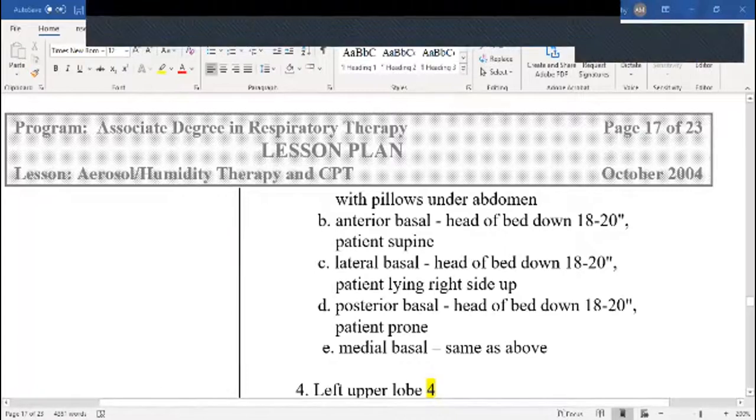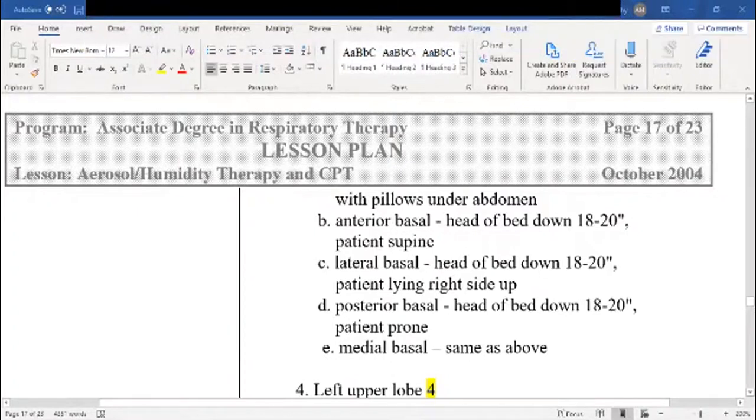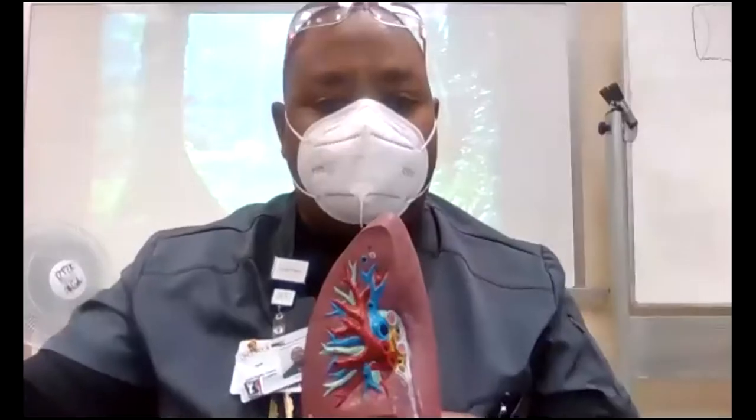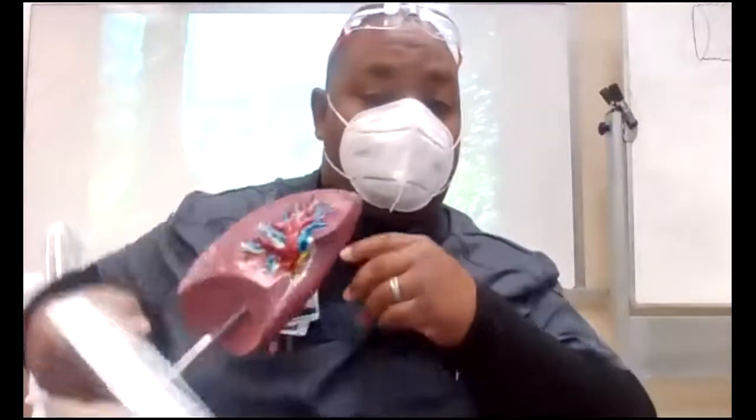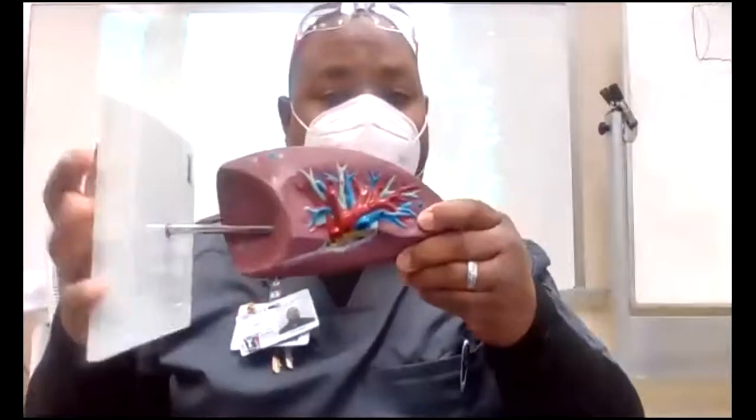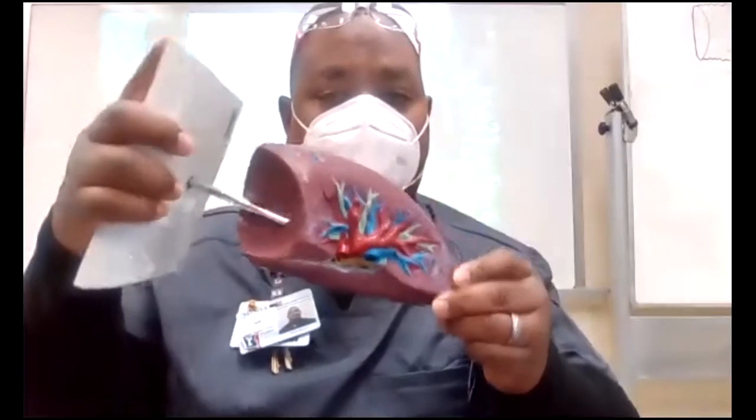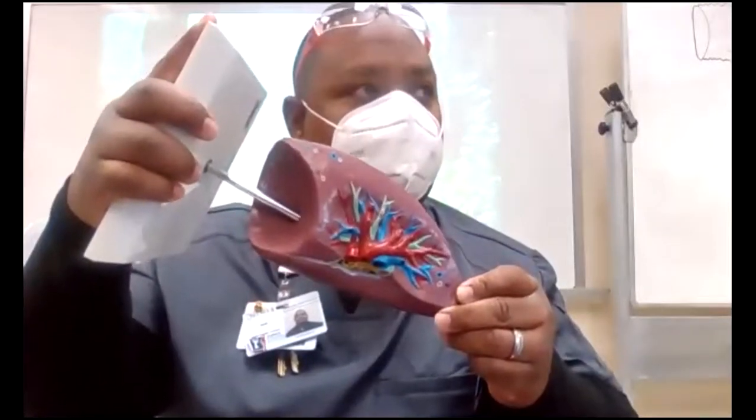What about the lateral basal segment of the right lower lobe? Head of the bed down 18 to 20 inches, patient laying what? Right side up, all right? Right side up. So this is my right, and this is my left. So I'm going to have my right side up and the head of the bed what? Down, okay?